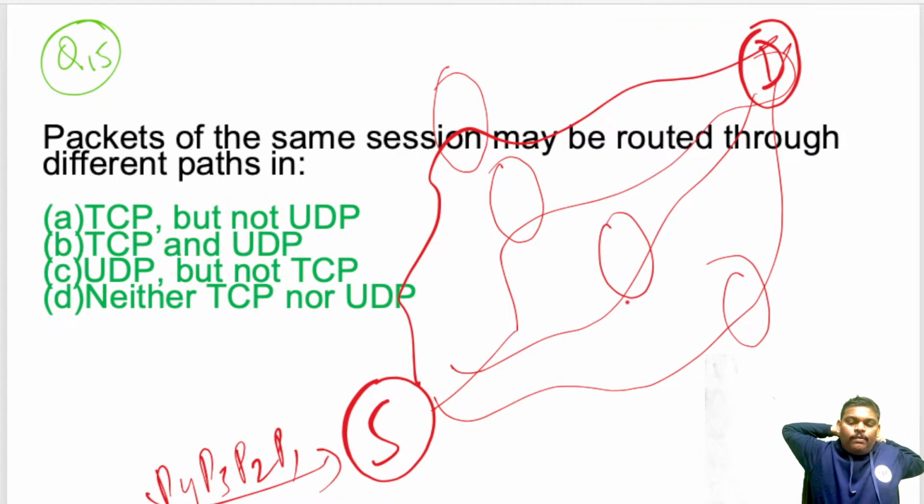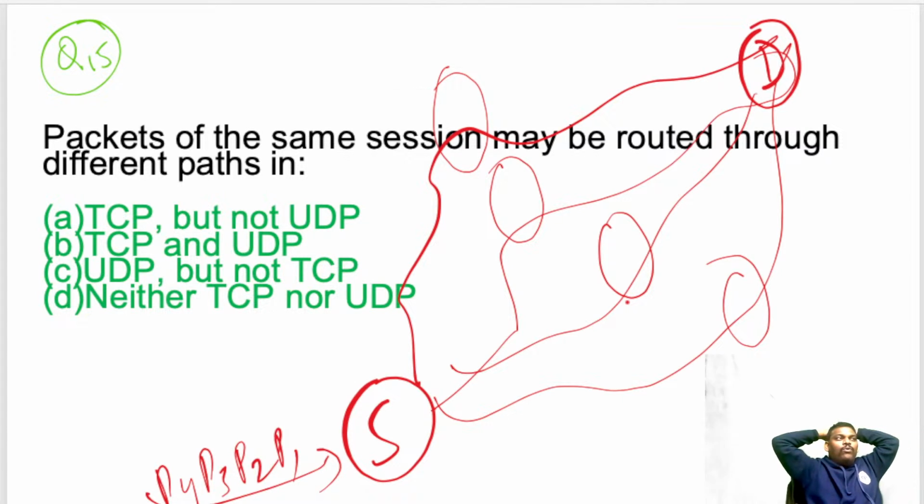TCP is connection oriented. UDP is connectionless. TCP is connection oriented, meaning circuit switching. TCP follows circuit switching. UDP follows packet switching. TCP is a connection oriented protocol. UDP is a connectionless protocol. TCP is reliable. UDP is not reliable.